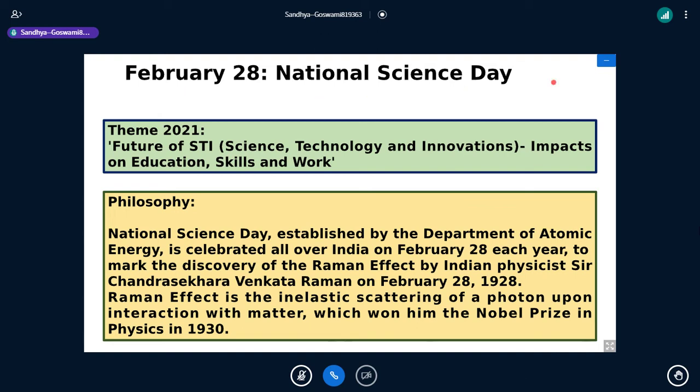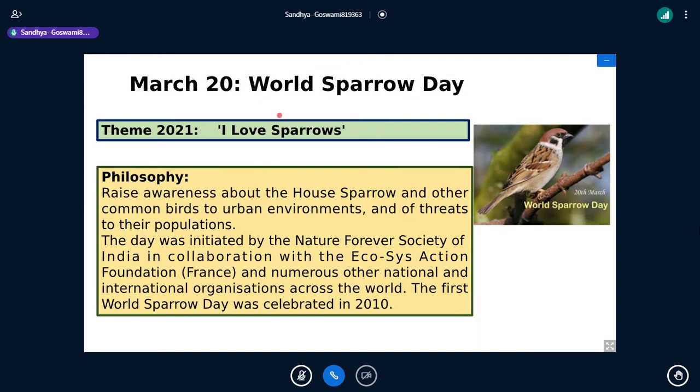Then on 28th February, National Science Day is there, and the theme was future of science, technology and innovations, impact on education, skill and work. And again, the philosophy is similar. Basically the Department of Atomic Energy wanted to do it, and Chandrasekhar Venkata Raman, definitely a great physicist of our country, was there. So 28th February is considered as National Science Day by India, so that the Raman effect discovered by C.V. Raman sir should be marked, right? That is why on 28th February we celebrate it.